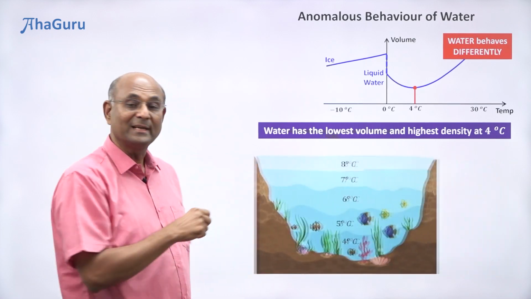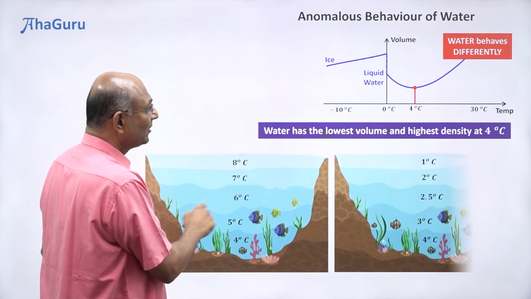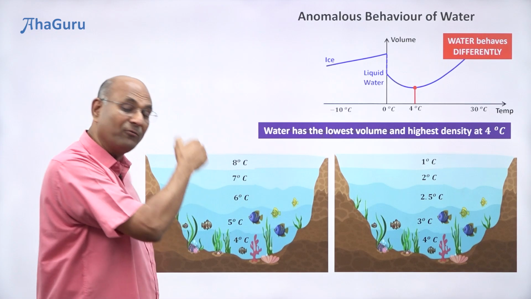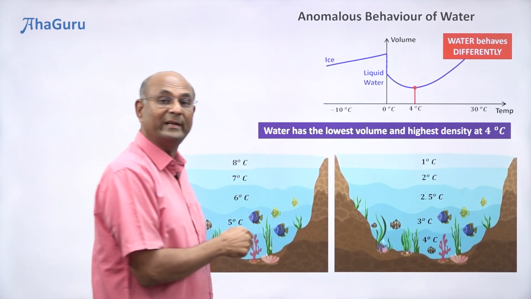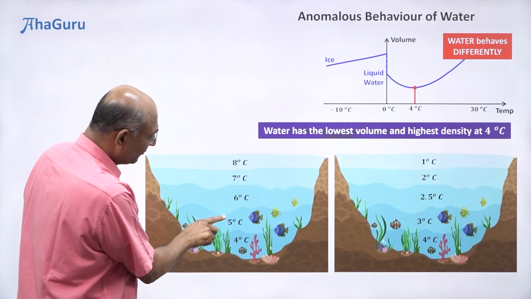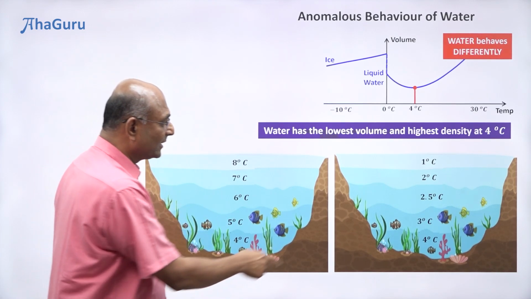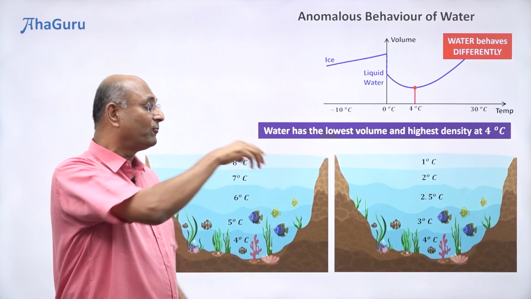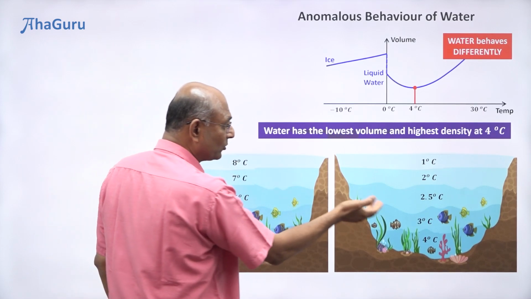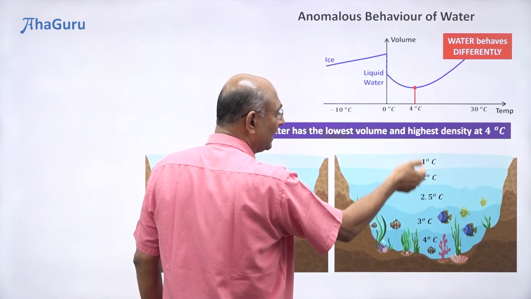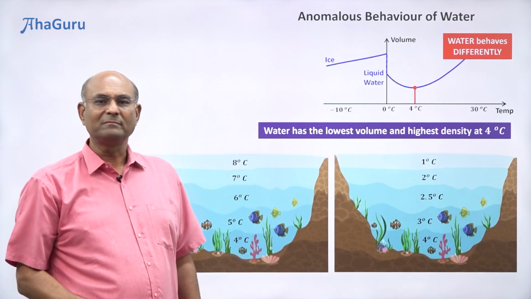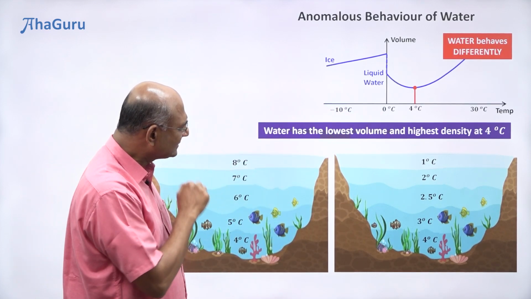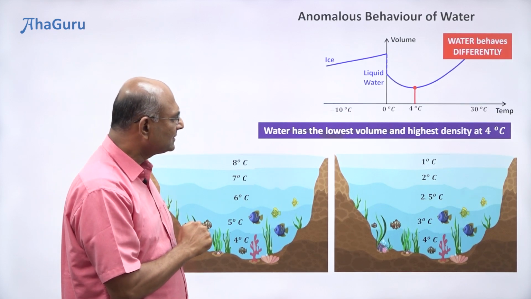So let me move this and show you what happens when I reduce the temperature below 4 degrees. The 3 degree water will be above 4 degrees. Here notice, 4 degrees below 5 degrees, whereas here 3 degrees above 4 degrees. Similarly, 2.5 will be above 3, 2 will be above this, 1 degree will be above 2. So it's completely reversed. Yeah, again, it sounds okay, but what is the use?